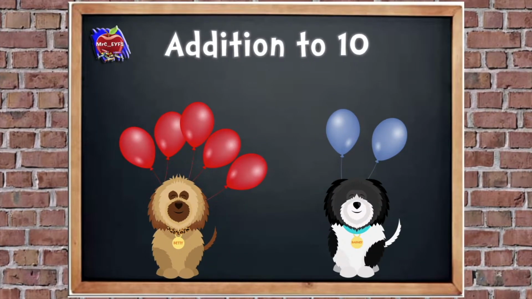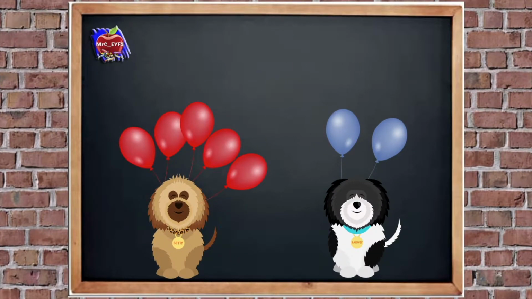Right, so here we go with addition to 10. So, how many balloons has Betty got? She's got the red balloons. How many are there? That's it, speedy counting. Let's do it together. There's 1, 2, 3, 4, 5. Good job. How many balloons has Barney got?